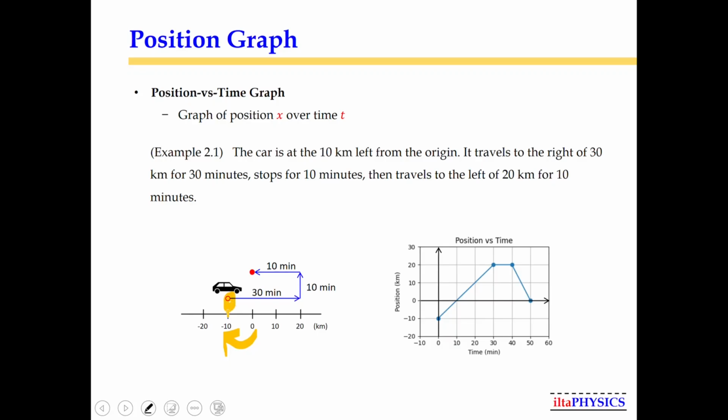Then for 30 minutes, it moves 30 kilometers to the right. Next, the 10-minute horizontal arrow represents that it stayed at the same spot, not moving. From there, it then moved 20 kilometers to the left for 10 minutes and came to a stop. This picture is visually intuitive and easy to understand.